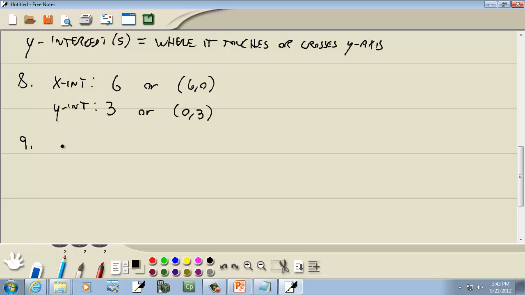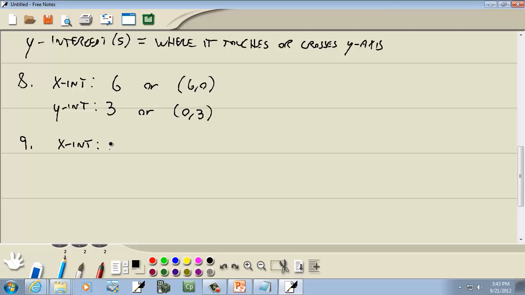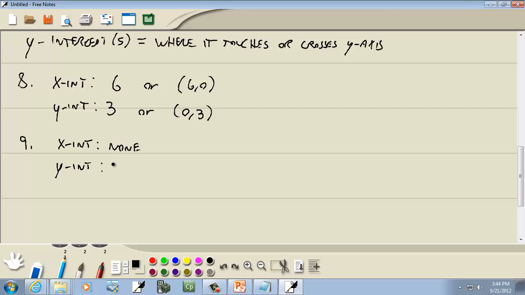Take a look at this one. Now our x-intercept, that's where it touches or crosses the x-axis. Well, this is a horizontal line at 2, so it doesn't touch the x-axis at all, or cross it. So there are no x-intercepts. Now for our y-intercept, that's where it touches or crosses the y-axis, which is at 2. So I can write 2, or in point form would be (0, 2).